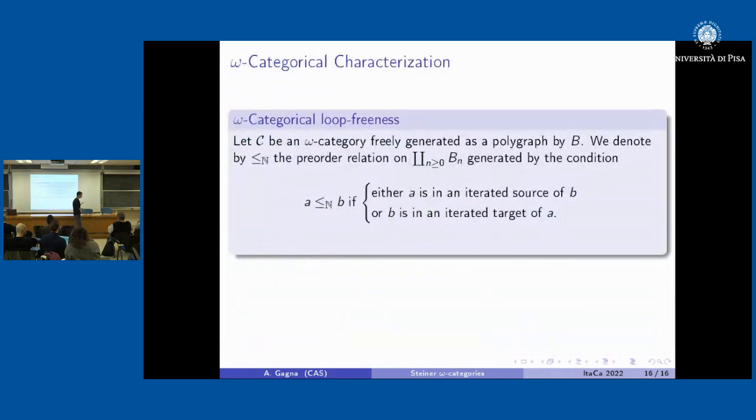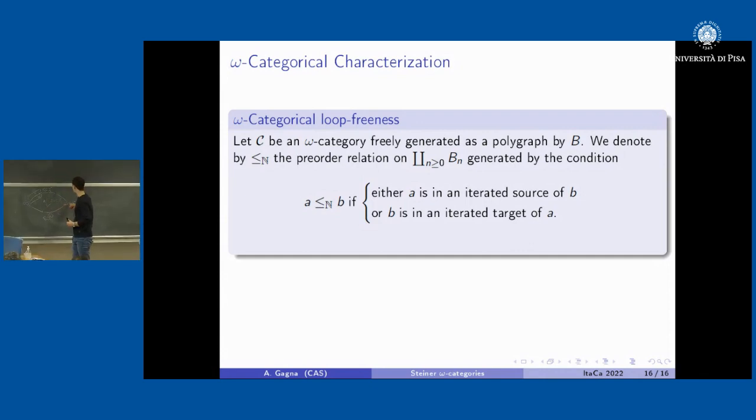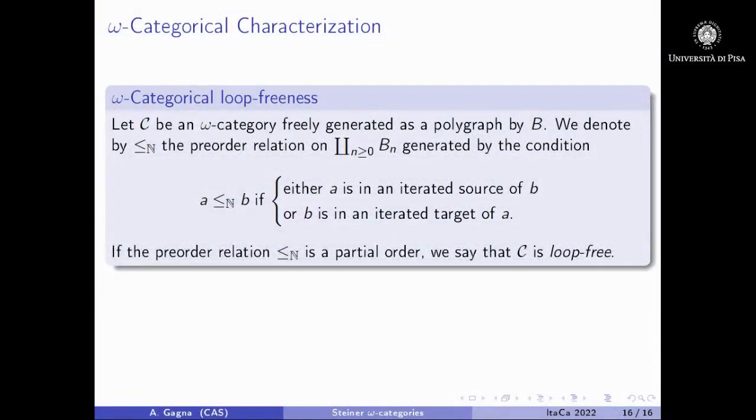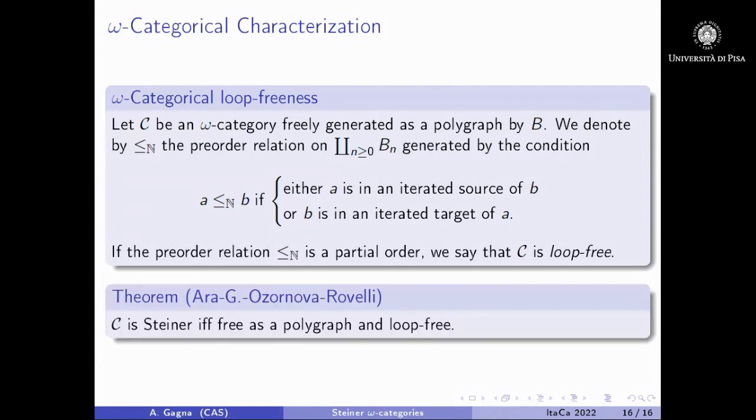Well, you give a nice definition of loop-freeness for omega categories, which is kind of what you expect. You have these generators and you say A is smaller than B if A is some source of B, possibly iterated. So for instance, this guy could be an iterated source of the 2-cell, and this guy could be an iterated target of the 2-cell. And if this is a poset, a partial order, then you say that it's loop-free. With this definition, you can actually show that C is Steiner if and only if it is loop-free under this condition. And I stop here.